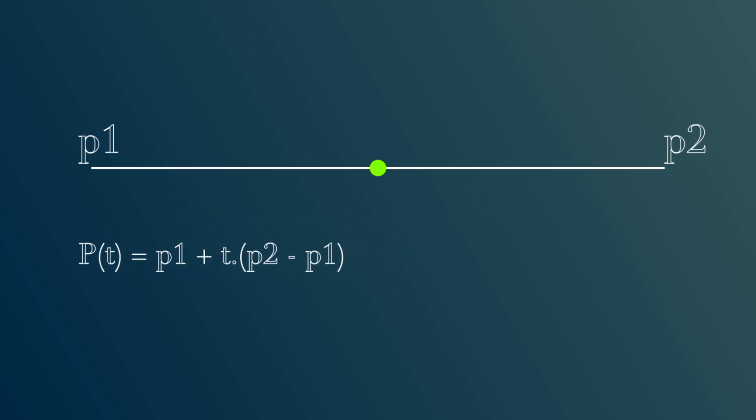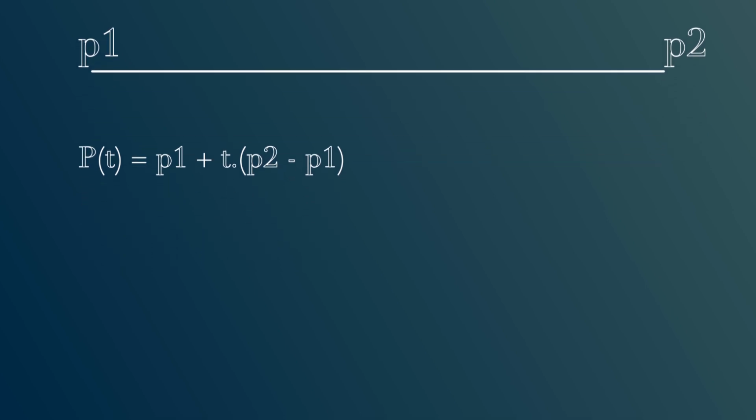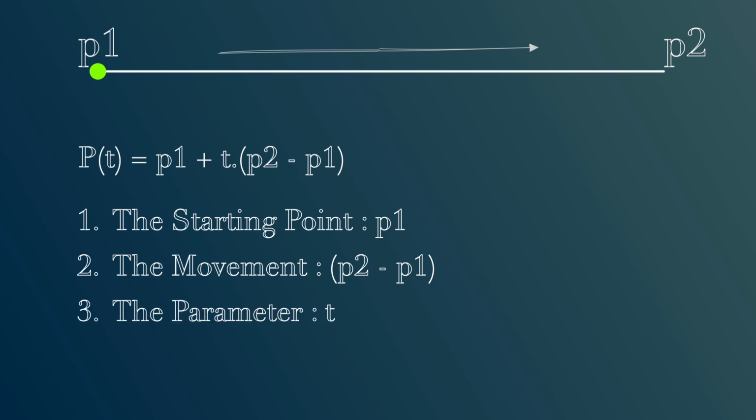The idea is that this formula lets us describe every single point on the line segment using just one scalar number t, which we call the parameter. We break it down into three parts. First, the starting point. We start right at P1. Second, the movement. We move in the direction of P2 minus P1. This is our direction vector. Third, the parameter t controls how far we travel along that direction.